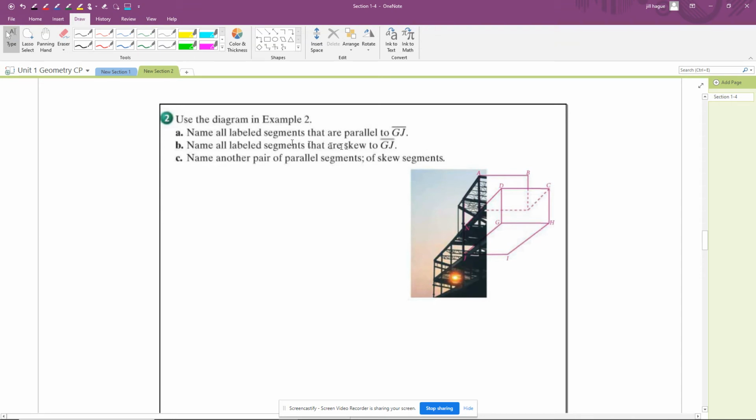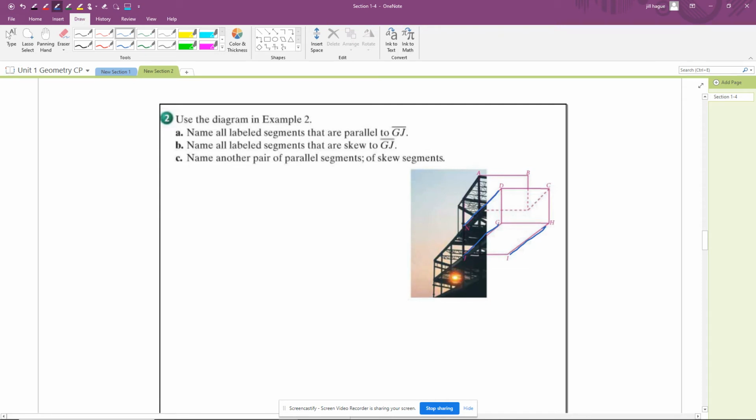All right, we want to know all labeled segments that are parallel to GJ. Okay, so parallel to GJ would be IH, right? Because we're talking about GJ, which is this guy right here. All right, ND would also be parallel to it. All right, so those would be parallel. All right, and we have more parallel ones, right? But since they're not labeled, we can't put them down on there, right?